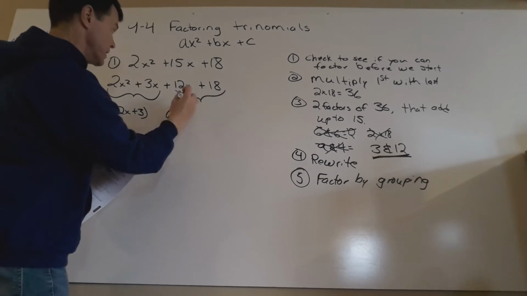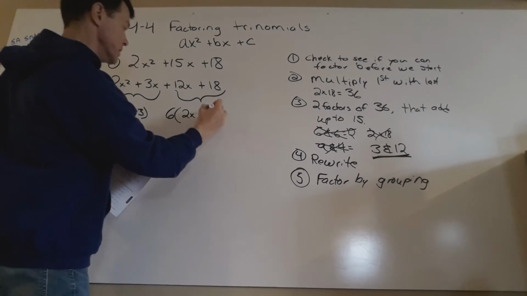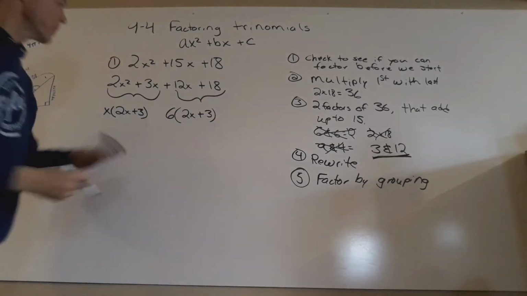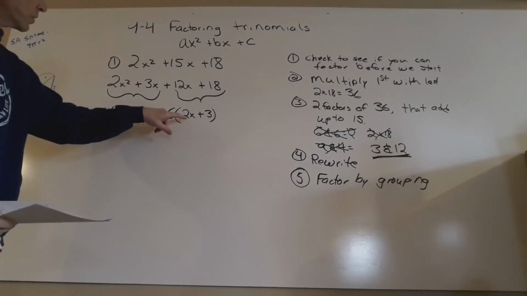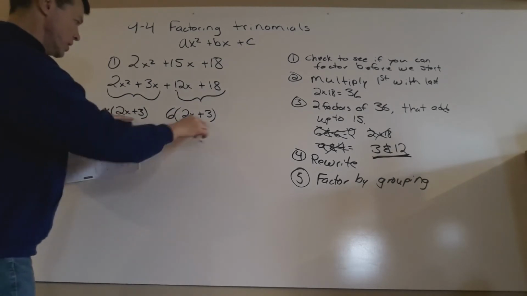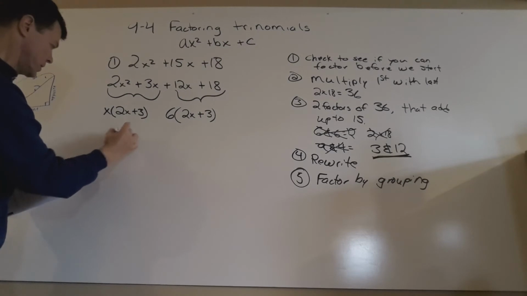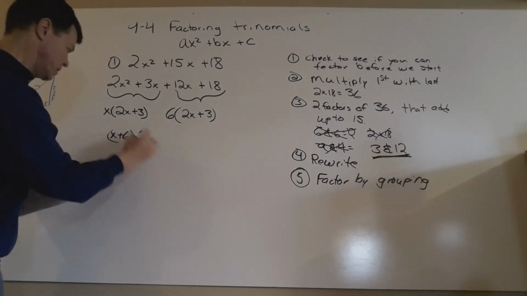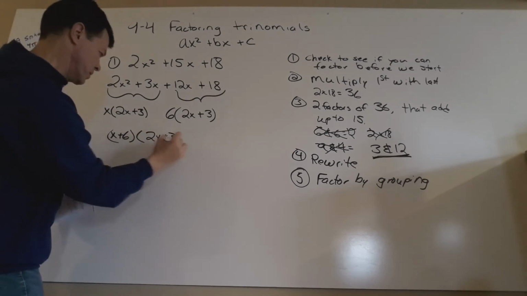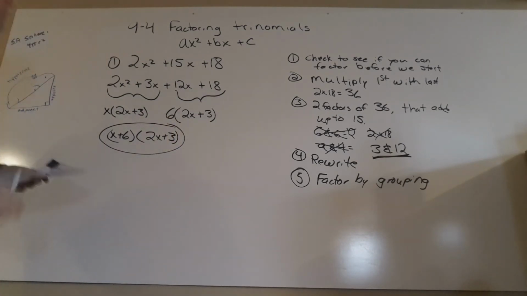Factor out a 6 out of that, and you have 2x plus 3. Check. 6 times 2x is 12x, 6 times 3 is 18. These two match. That is good. So we can rewrite this as x plus 6 times 2x plus 3. That is your solution. That's your answer.